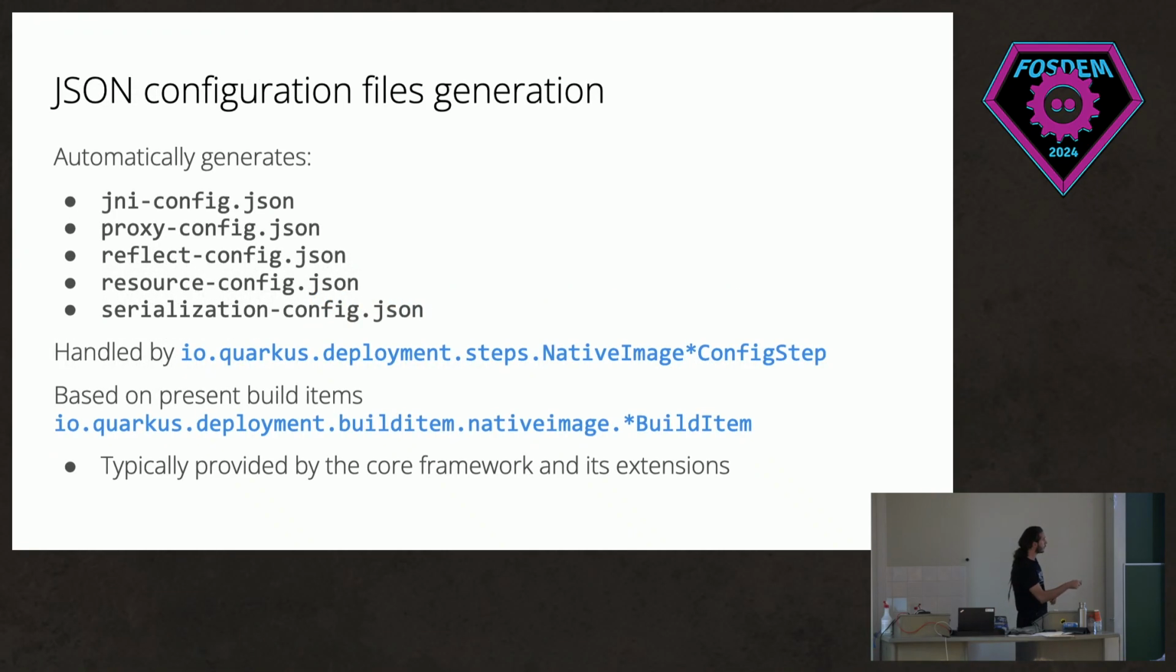So for the JSON configuration part, it generates these five files, one for JNI, for proxy classes, for reflective accesses, resources, and serialization. The generation of these files is handled by the classes here. So it's the native image reflective config step, let's say. And it decides what to put in these JSON files based on the build items that exist in your application. So in Quarkus, you can define the build pipeline using these build items.